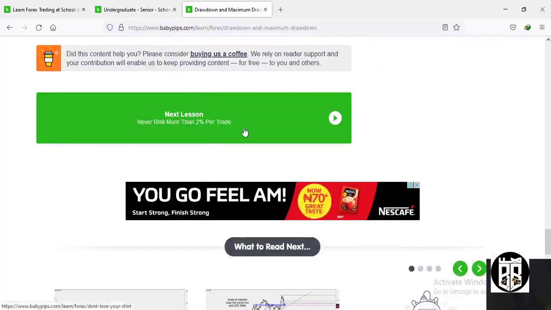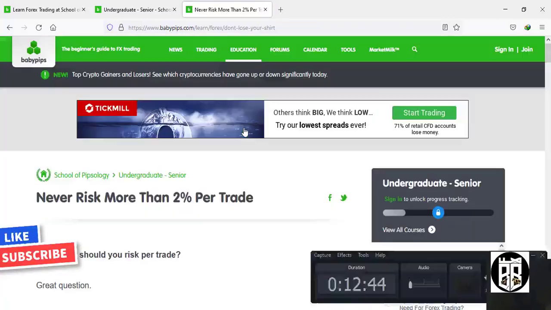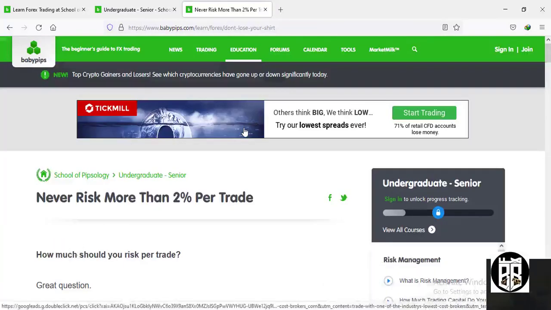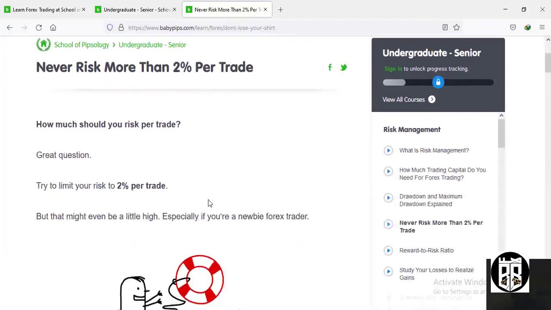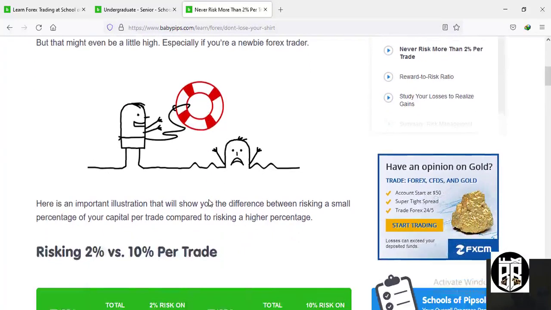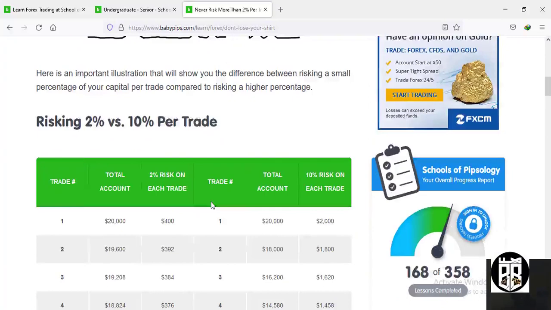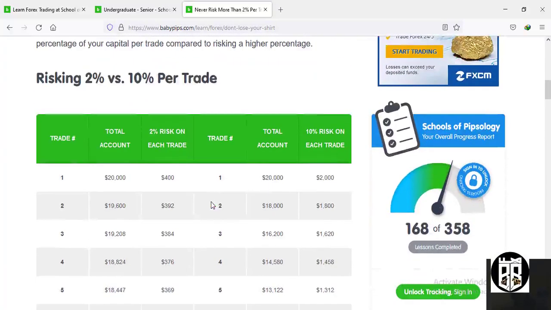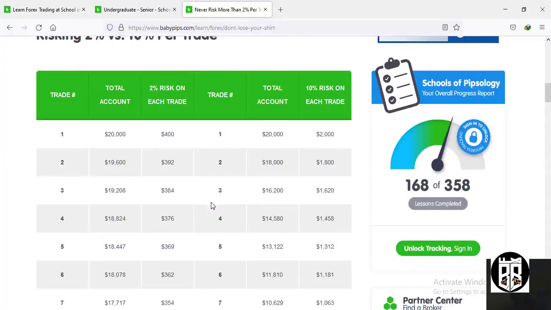So let's go to the next page that says never risk more than 2% per trade. So here we are on never risk more than 2% per trade. Now, how much should you risk per trade? Try to limit your risk to 2%. Why? In this chart, you're going to see the difference between risking 2% versus 10% per trade.